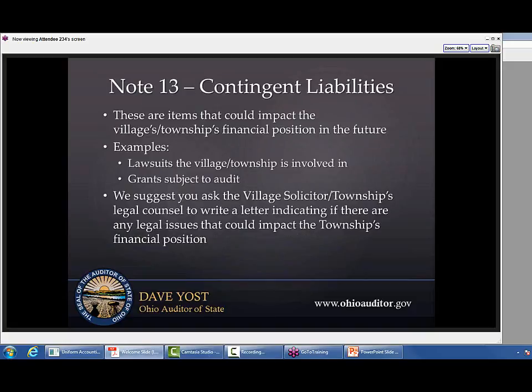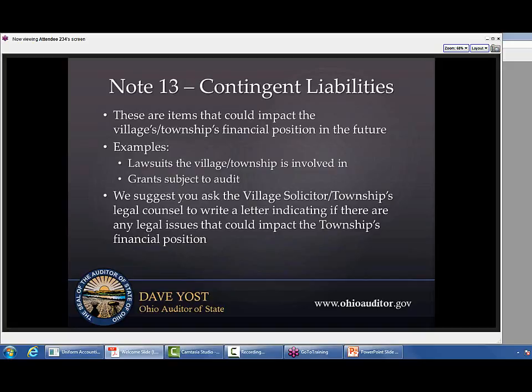Contingent liabilities. These are items that could impact the entity's financial position in the future. So, if you are involved in a lawsuit of any kind, if you have a grant that's subject to audit, where you may end up having to give money back, so on and so forth, you need to disclose that.